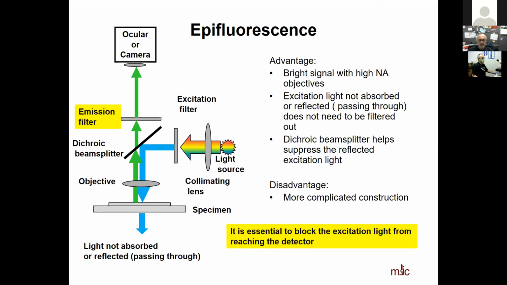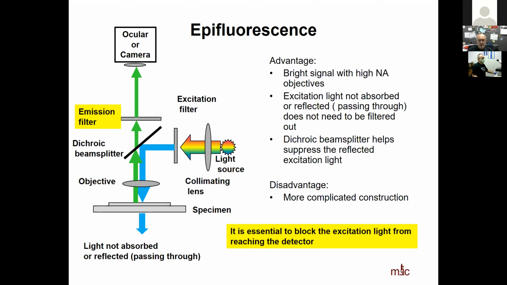So typically you have the light source, you have some sort of a filter so that you can select just the right wavelength for excitation that is matching the absorption peak of the dye. And there is a special dichromatic or dichroic beam splitter. In this case, we're using blue light, so it reflects blue light.